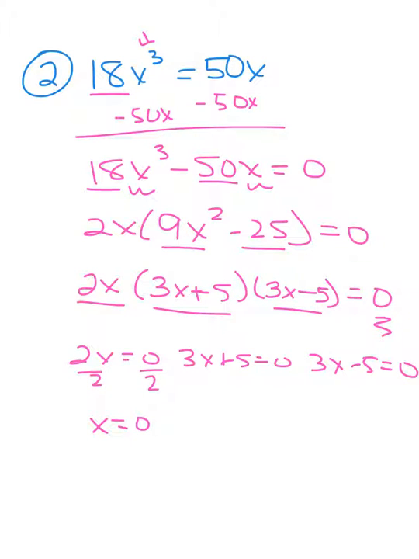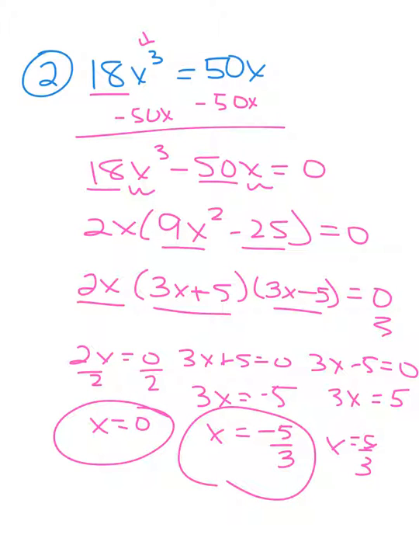That's one answer. I can bring my 5 to the other side, so it becomes negative 5. Divide by 3, so I have x is equal to negative 5 over 3. And my last problem, the same thing. I'll bring my negative 5 to the other side, gives me positive 5, so x is equal to 5/3. So my final answer when I solve, I have x is equal to 0, x is equal to negative 5/3, or x is equal to positive 5/3.